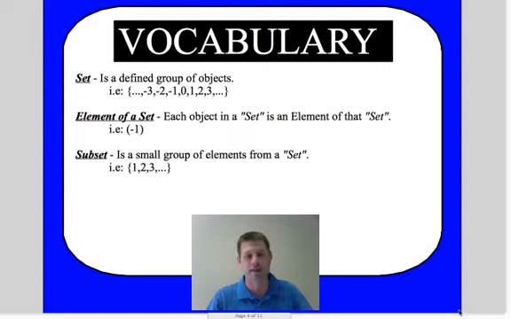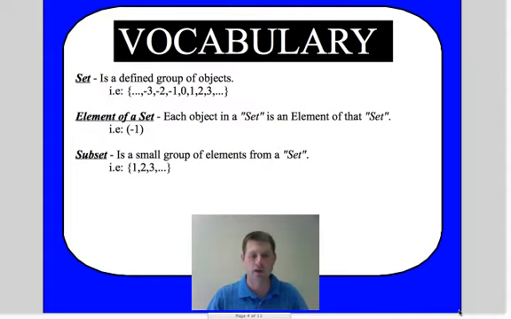An element of a set is each object in a set. Referencing back to those baseball cards, if you have a Barry Larkin card, that's an element of that baseball card set. -1, if you look up at the set above, -1 is an element of that set. It's in there. A subset is a small group of elements from a set.